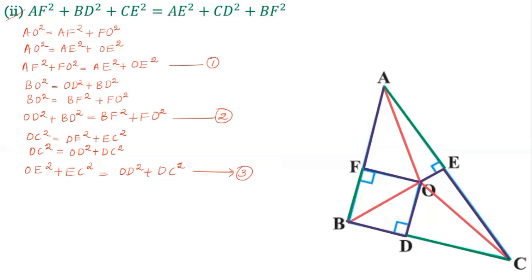Now, we want to prove AF square plus BD square plus EC square is equal to AE square plus CD square plus BF square. So, add equations 1, 2 and 3, so that we will get what we have to prove.